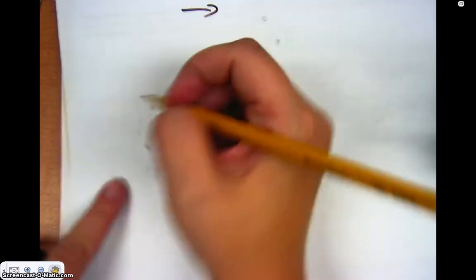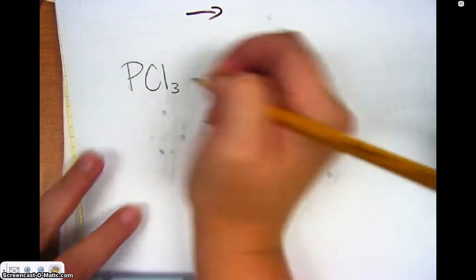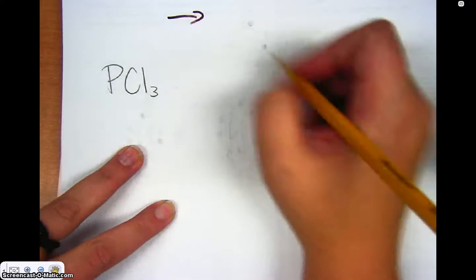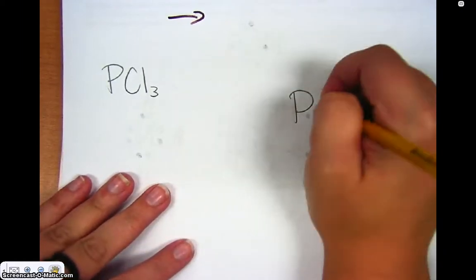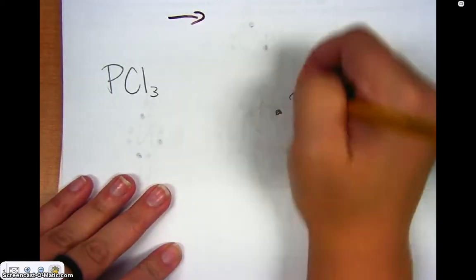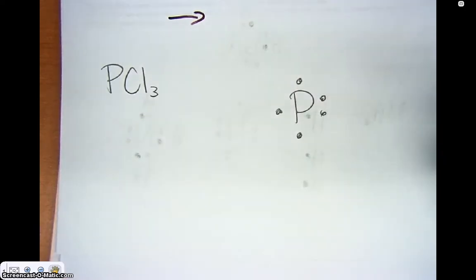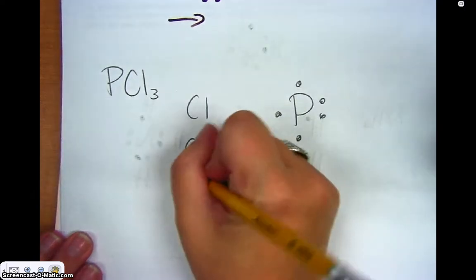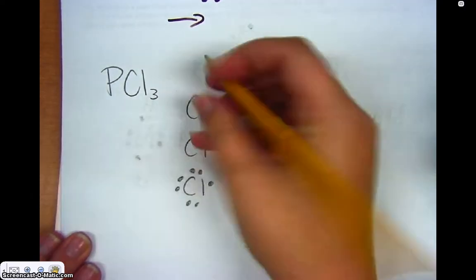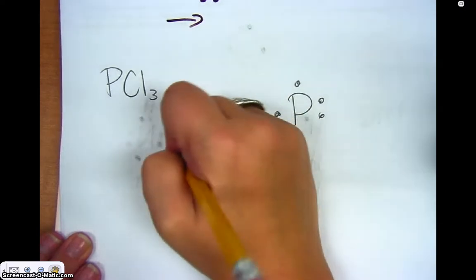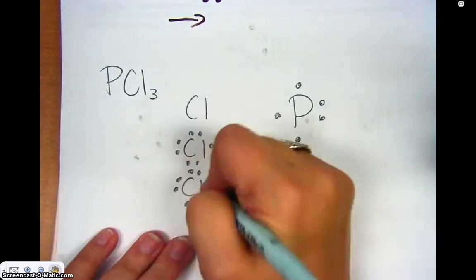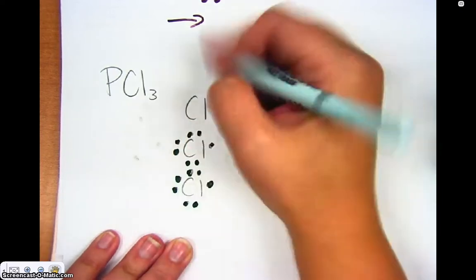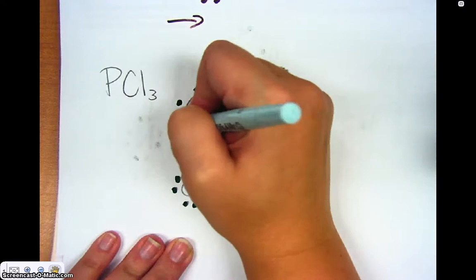So on this side, I'm going to do phosphorus trichloride, or PCl3. So phosphorus is also in the 5th column. So phosphorus is going to have 5 valence electrons. So 1, 2, 3, 4, 5. And chlorine is in the 7th column. So each of these chlorines are going to have 1, 2, 3, 4, 5, 6, 7. Oh, let me do them in green so we can see them. And then 1, 2, 3, 4, 5, 6, 7.